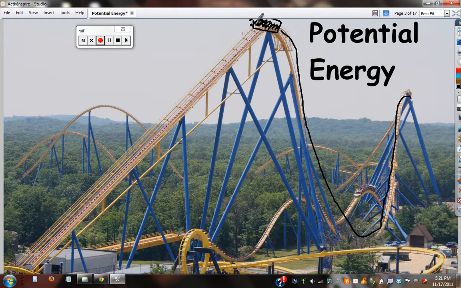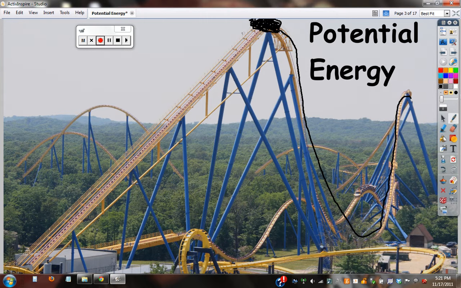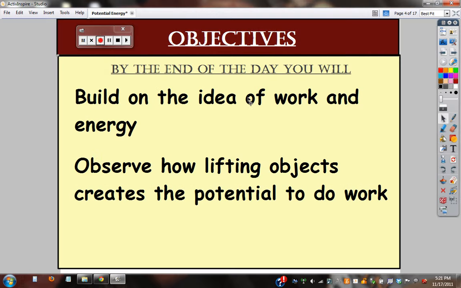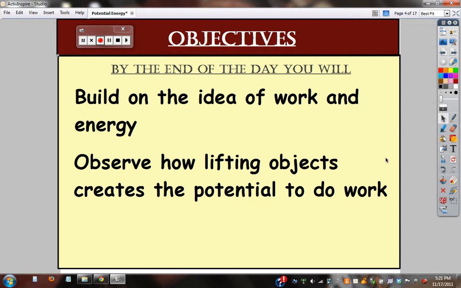Okay, nothing's happening yet, but this thing's about to start moving really fast. And it can do a lot of work when it's moving really fast. So it's pretty much energy in waiting. That's what potential energy is, and this is what we're going to talk about. Build on the idea of work and energy, and observe how lifting objects create the potential to do work. This should be on page 17.